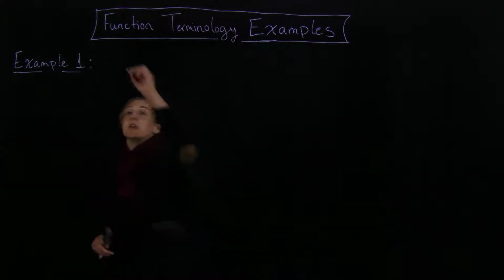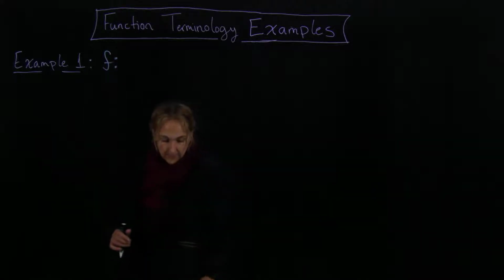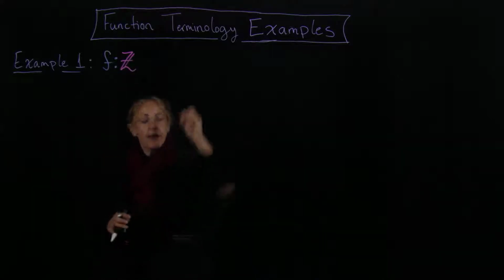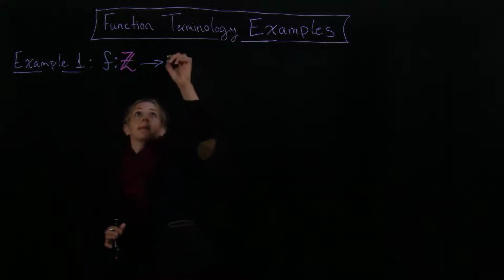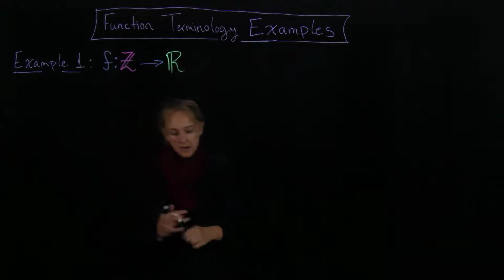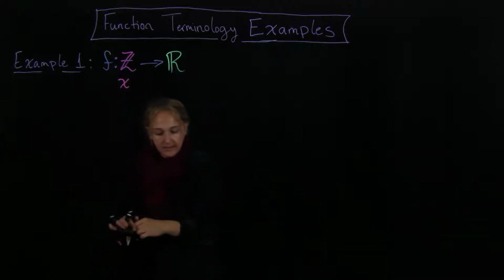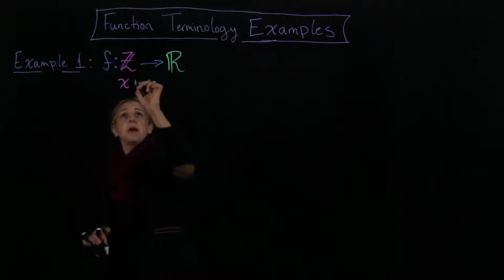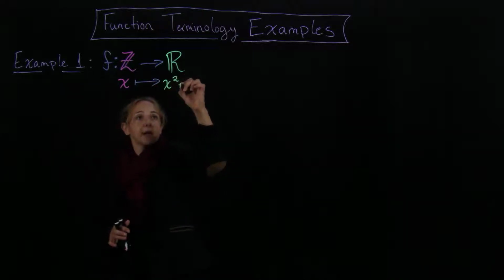This function f is going to go from the integers. So my inputs are integers, and my outputs are real numbers. How is it defined? When I input an element x of the integers, I'm going to take that integer, square it, and then add 1.